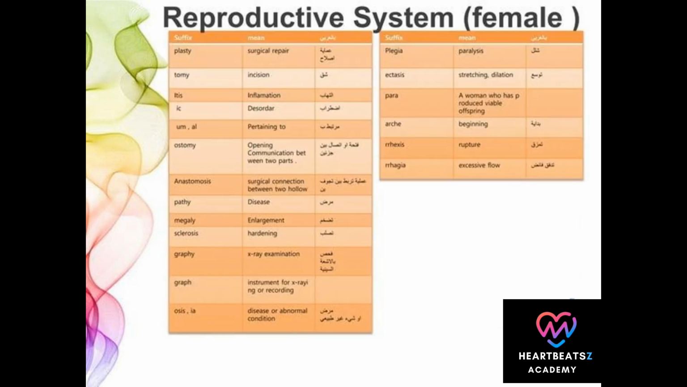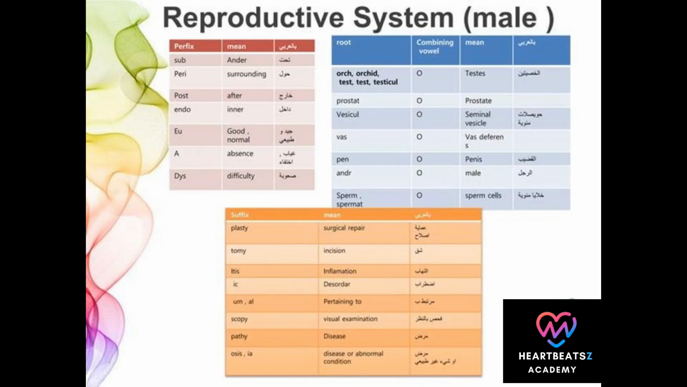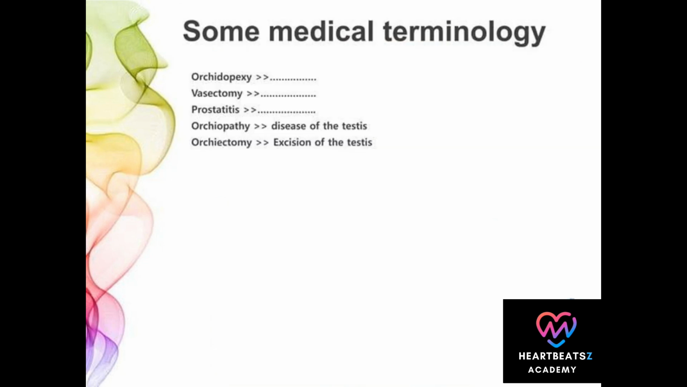Let's move on to the reproductive system. We have words like menstruation, which is the normal discharge of blood and tissue from the uterus, and amenorrhea, which is the absence of menstrual periods. We also have terms like dysmenorrhea, which is painful menstruation, and menorrhagia, which is excessive menstruation.